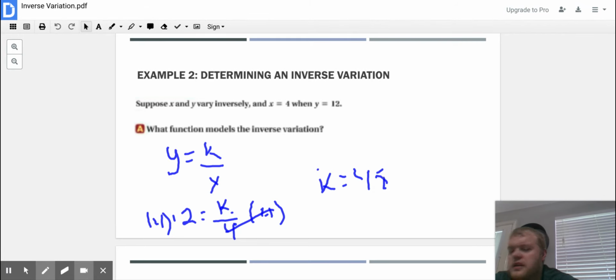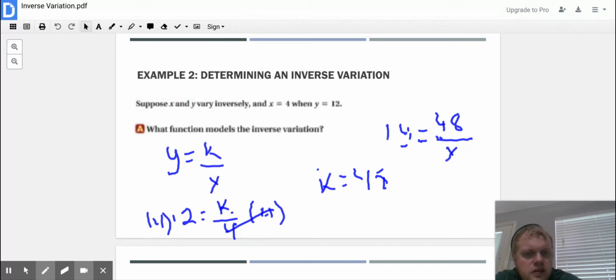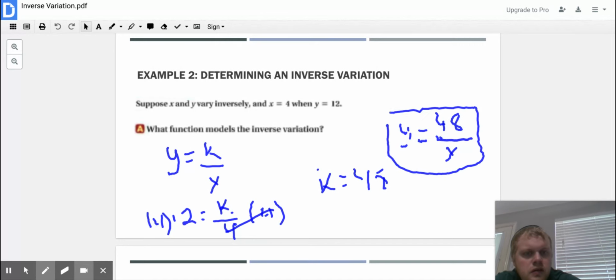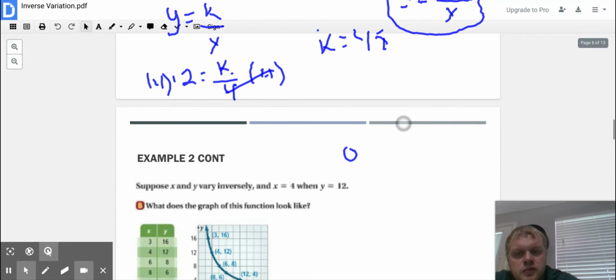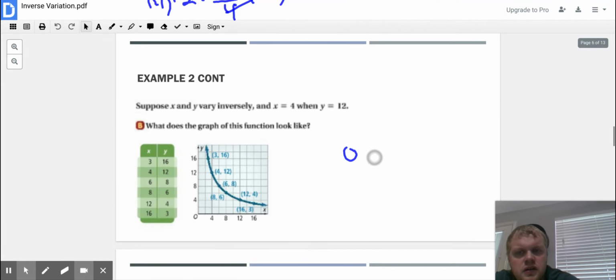Okay. So now knowing what k is, that model that they're going to ask for, what function model is this? It's going to end up being y equals 48 over x. That's when x is 4 and y is 12. So this is our model. Okay. All right. Example 2 continued.